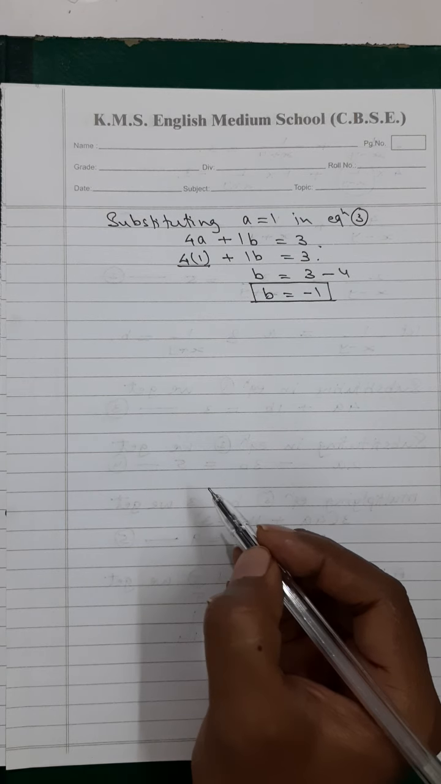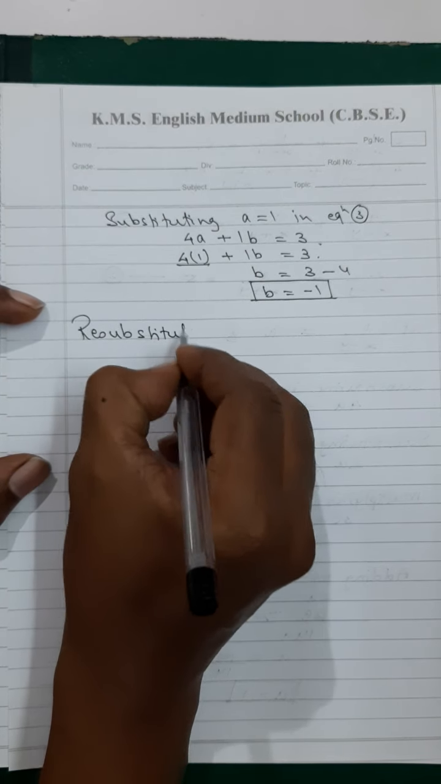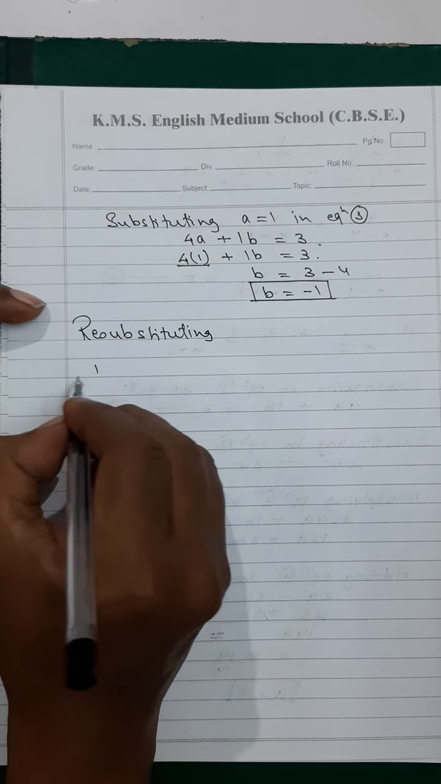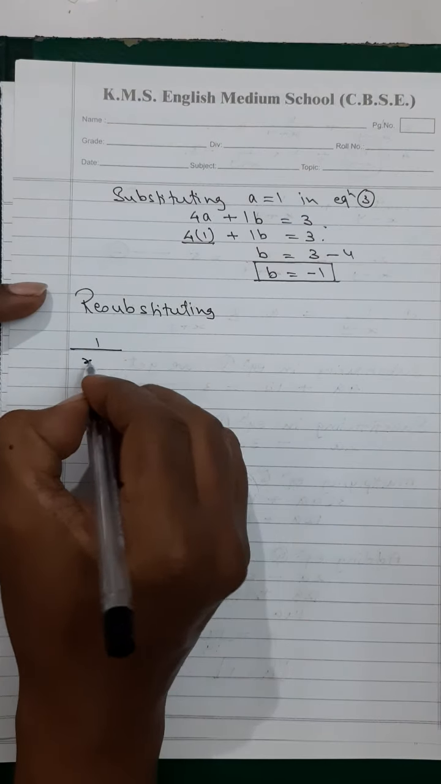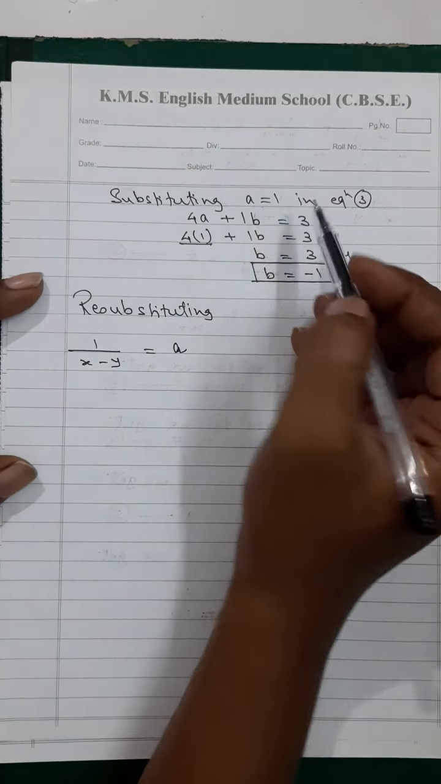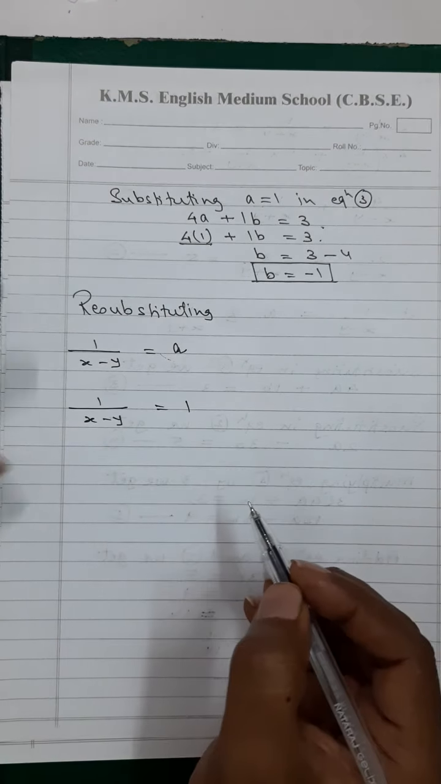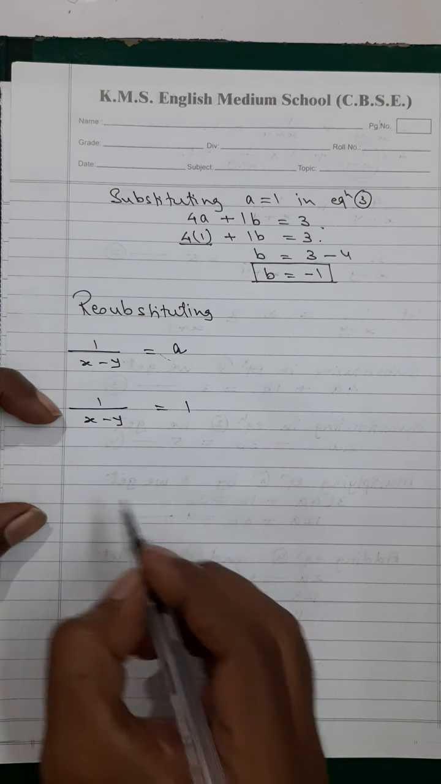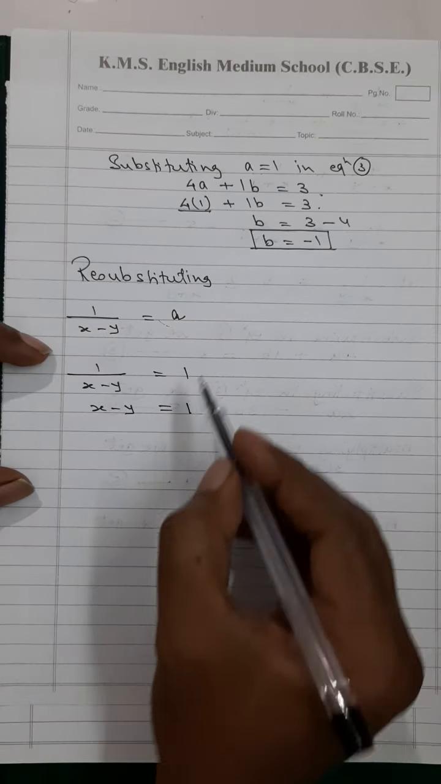Okay. So now what we'll do, resubstituting. What did we substitute first of all? 1 upon x minus y is equal to a. This we substituted. And we have got the value of a is equal to 1. So in place of a, I'll write 1. So I'll get 1 upon x minus y is equal to 1. So if I want the value of x minus y, I will reciprocate this. It will become x minus y is equal to 1 still. And now this will be my new simultaneous equation, that is the sixth one.